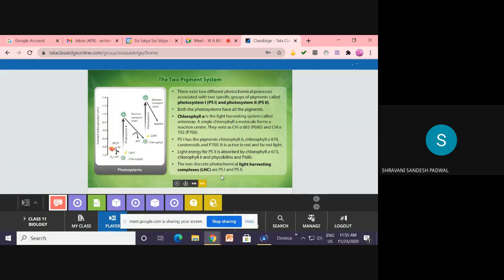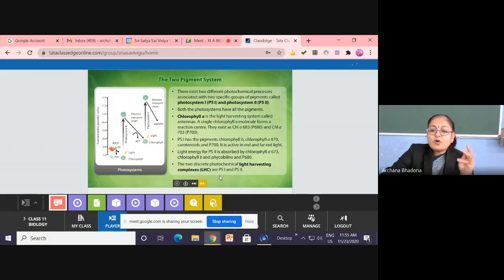Name it. Pigment systems. They are also called photosystems. So name them. What are the two photosystems? PS1 and PS2.